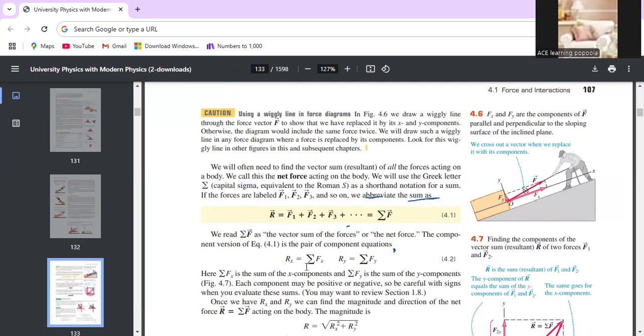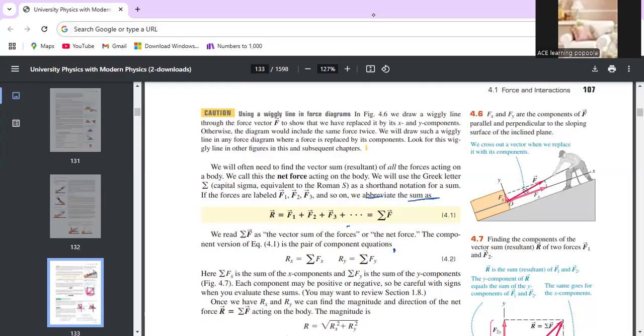Okay, so if we have several forces acting in the horizontal direction, which is Rx, then we can calculate the vector sum of those forces in the horizontal direction. And if we have several forces acting in the vertical direction as well, then we can also calculate the vector sum of those forces in the vertical direction before then calculating the resultant of those two.